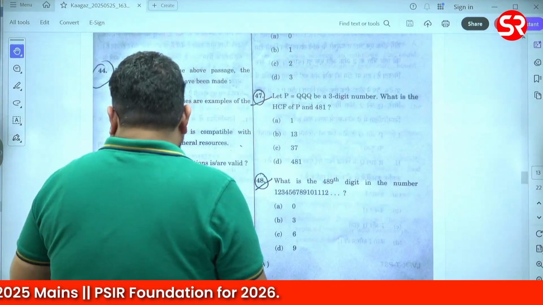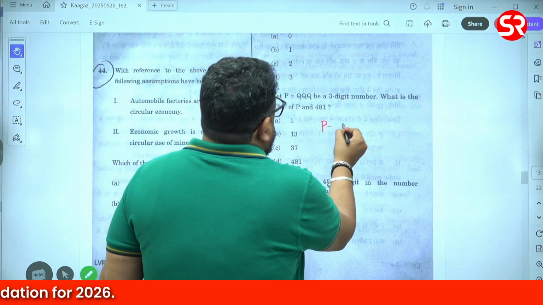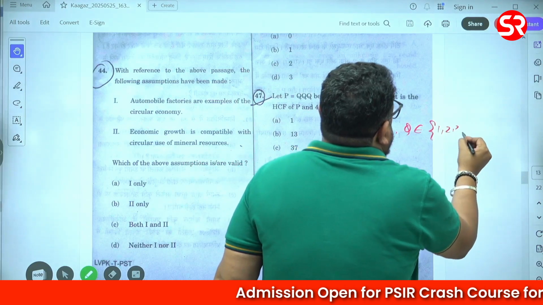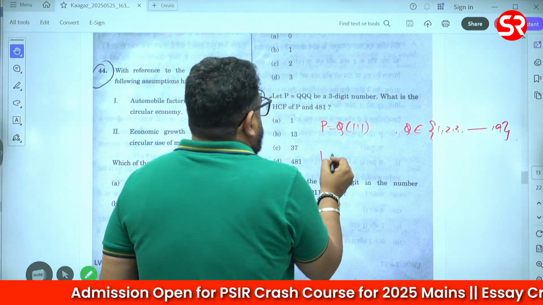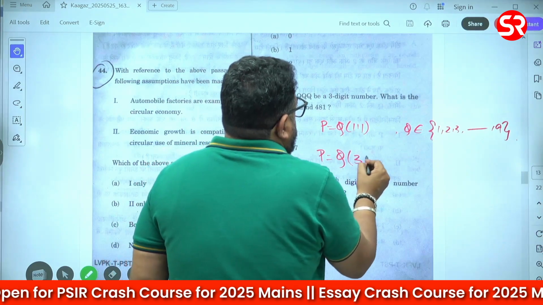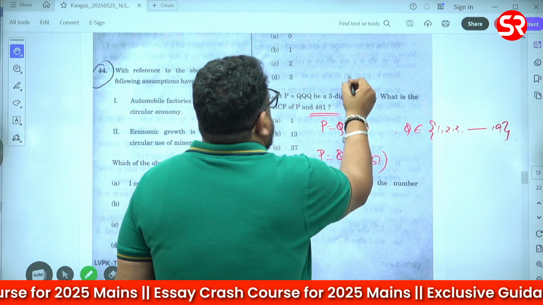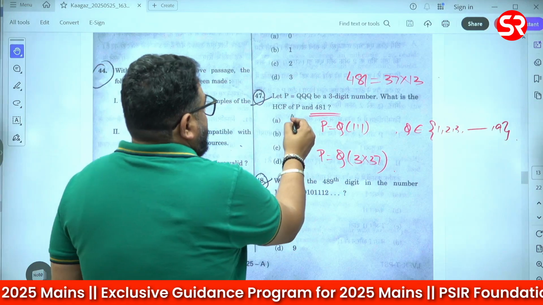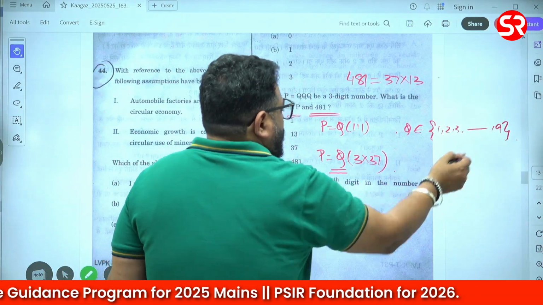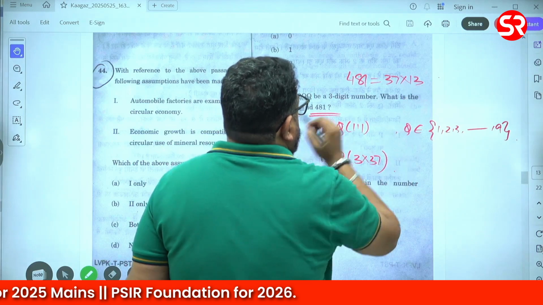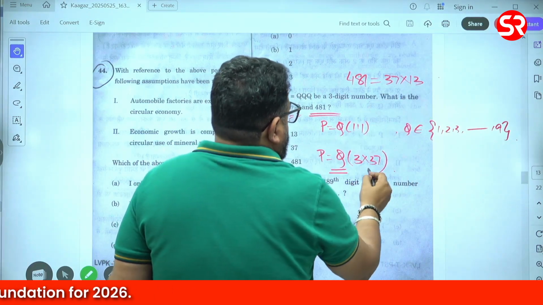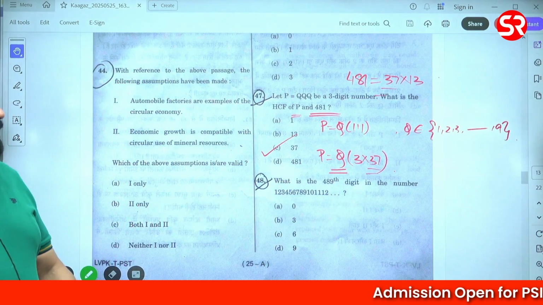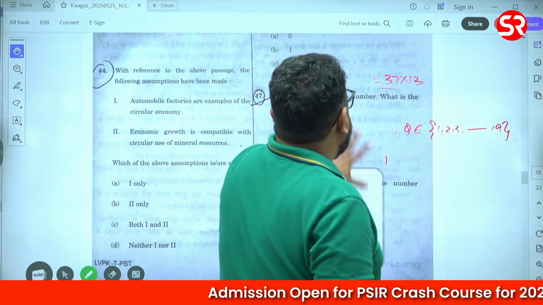Yeah, P is equal to Q times 11, where Q belongs to the set 1, 3, up till 9. Which means P is equal to Q times 3 into 37, and 481 comes out to be 37 into 13. So what is the HCF, the highest common factor? Q is a number lying between 1 and 9, so it has nothing common with 13. 3 is also not having anything common with 13, so it is 37. Your HCF is 37. Okay.